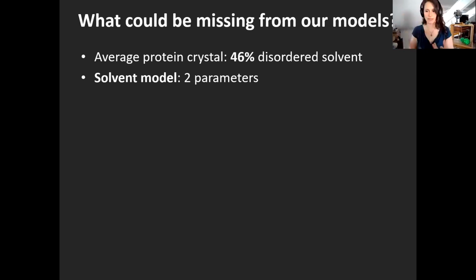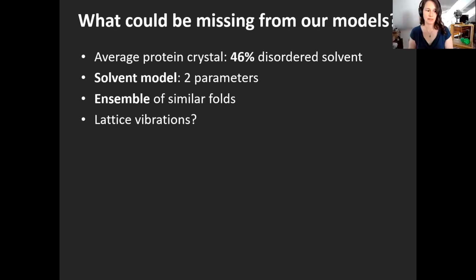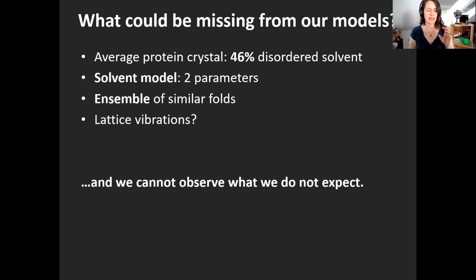And the consequence is that we are observing an ensemble of similar folds, which is called the ensemble problem, instead of one structure. This may be exacerbated by problems of dynamics and lattice vibrations, although we are really unclear on those. And to conclude again, we cannot observe what we do not expect in crystallography. And this is a big problem.